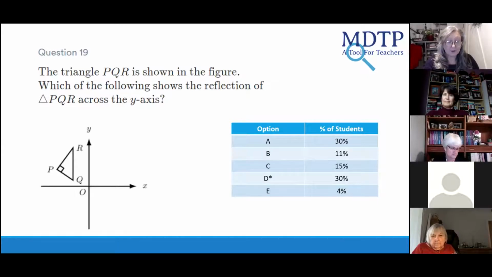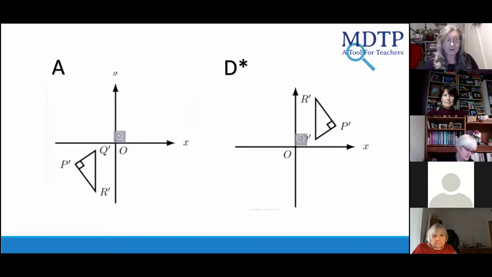And so let's take a look at option A and option D. And here's what I'd like you to do. What's similar? What's different? What is the concern with the students and their learning in this particular instance? If you could drop that in the chat, that would be wonderful.